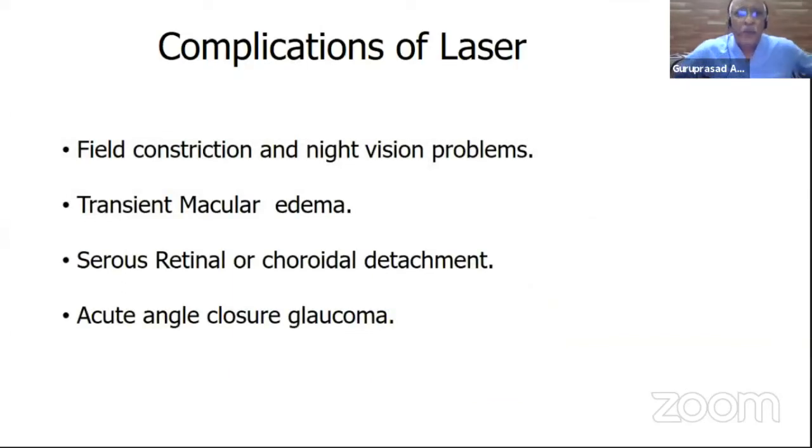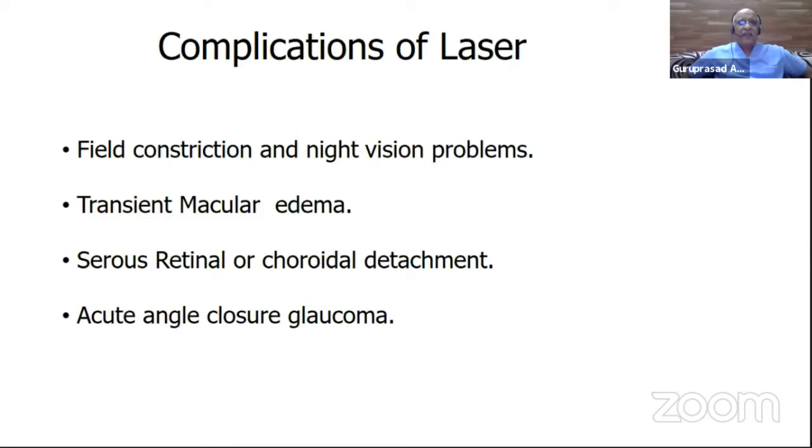Now, coming to complications of laser. We have talked about laser, we have talked about surgery. Laser has its complications, but we have to weigh the risks and benefits. There is field constriction and night vision problem. Patients usually complain of difficulty in driving at night and reading. Transient macular edema immediately following the laser.